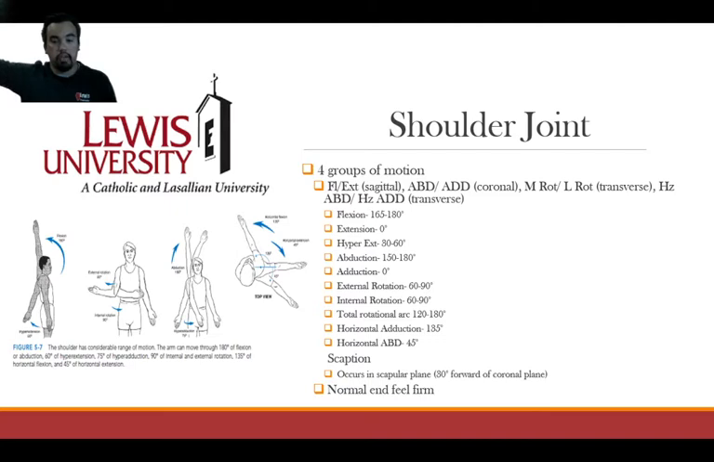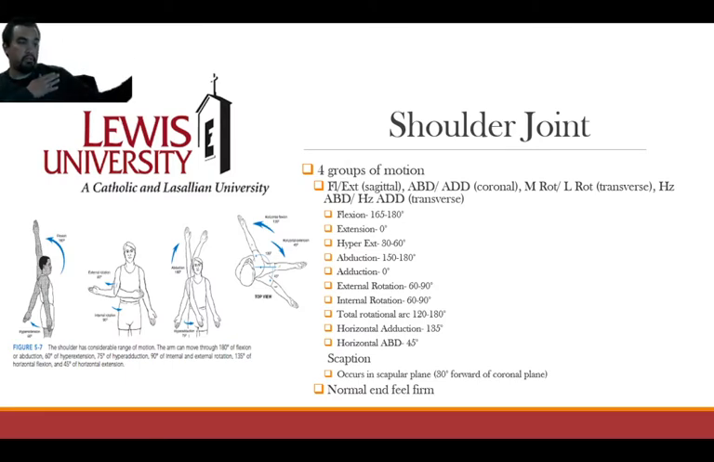Abduction is lifting my arm like this, right? 150 to 180 degrees. Adduction, when I bring my arm back down, that's 0 because our thigh gets in the way. External rotation is where I open my arm like this, right there. External rotate, you think here, this humeral head is going that way as I move it out, right?